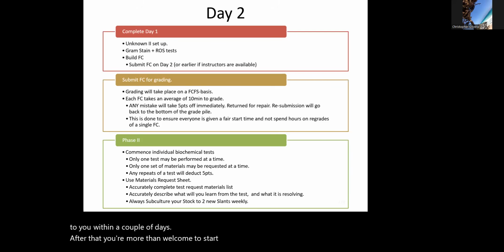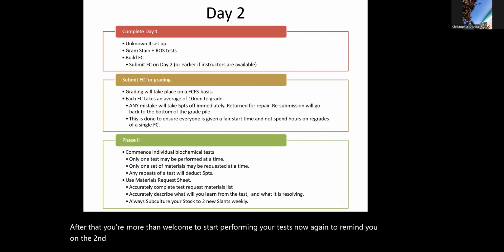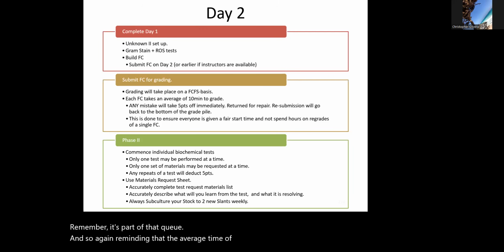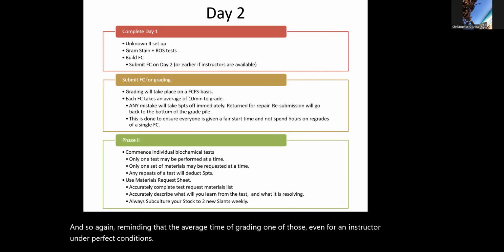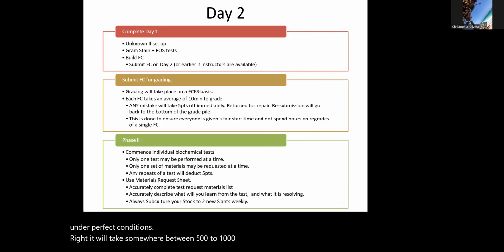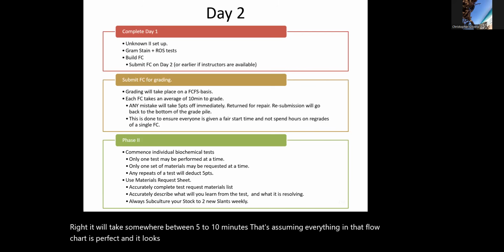Now, again, to remind you, on the second day, while we're waiting for your test to start, normally the instructor, the graders, etc., are going through those flowcharts on a first come, first serve basis. Remember, it's part of that queue. And so again, reminding you that the average time of grading one of those, even for an instructor under perfect conditions, will take somewhere between 5 to 10 minutes. That's assuming everything in that flowchart is perfect and it looks great. Going through each of those tests one by one takes a little bit of time.